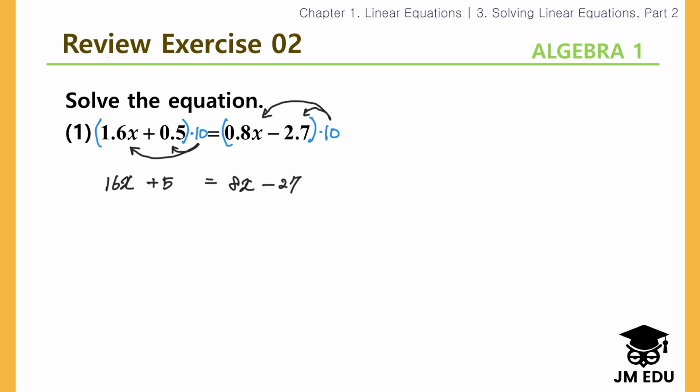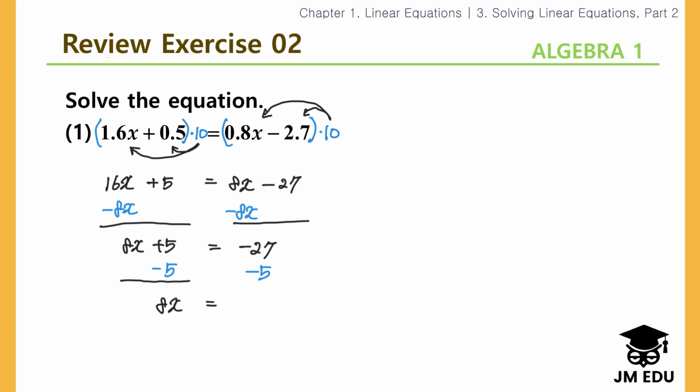So let's remove 8x, minus 8x, minus 8x. So that's going to be 8x plus 5 is equal to, right-hand side, we have a minus 27. So remove 5, minus 5, minus 5. Left-hand side, 8x is equal to right-hand side, minus 32 or negative 32. The last step, divide by 8, divide by 8. So x is equal to, well, 32 divided by 8, that's 4, and we have negative. So the answer is negative 4.